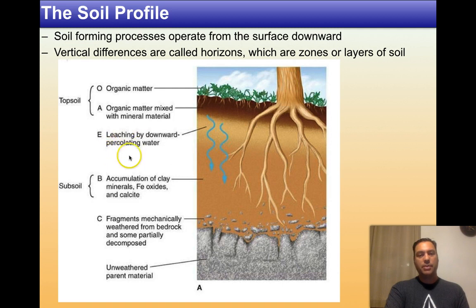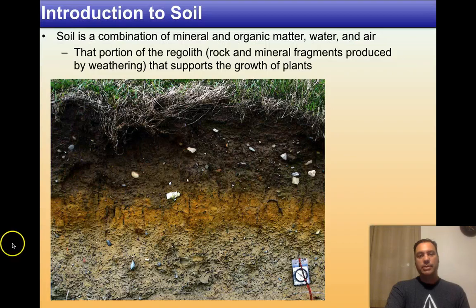Now, sitting below the E horizon is the subsoil. So everything below this light-colored section is the subsoil, and this is where you get a lot of that percolation washing a lot of the clay minerals and iron oxides and calcite down lower, and this is basically where the rock is being broken up over time. In this case, the roots are helping break it up, but they're breaking up the unweathered parent material, or actually the rocky material.